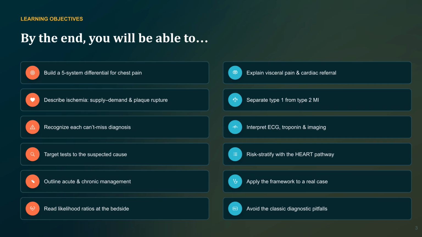By the end of this video, you will be able to build a 5-system differential for chest pain, explain the pathophysiology behind visceral and referred pain, and distinguish between type 1 and type 2 myocardial infarctions. We will also cover how to interpret diagnostics and apply the heart pathway for risk stratification.